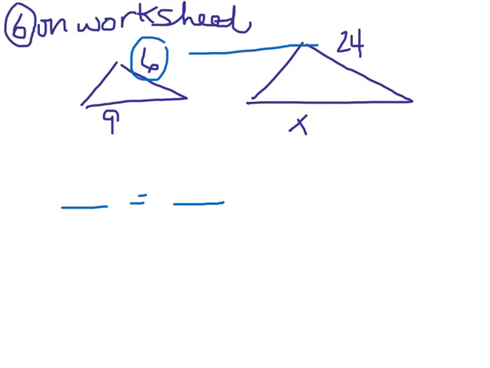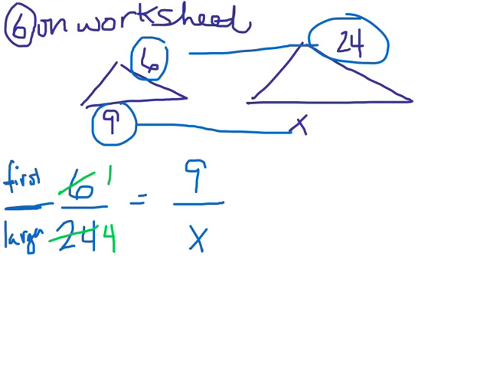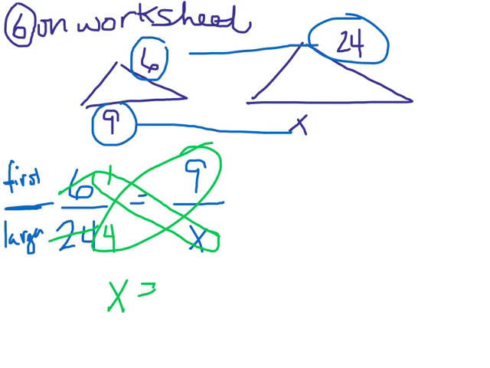I match sides up. 6 matches up with 24, and 9 matches up with X. So on the top of my fractions, I'm putting the first triangle, the smaller one, and on the bottom of my fractions, I'm putting the side that matches it on the larger triangle. Now I could cross multiply. I'll make my life easier if I reduce that fraction. 6 goes into 6 1 time, 6 goes into 24 4 times. If I cross multiply now, 1 times X is X, and 4 times 9 is 36.